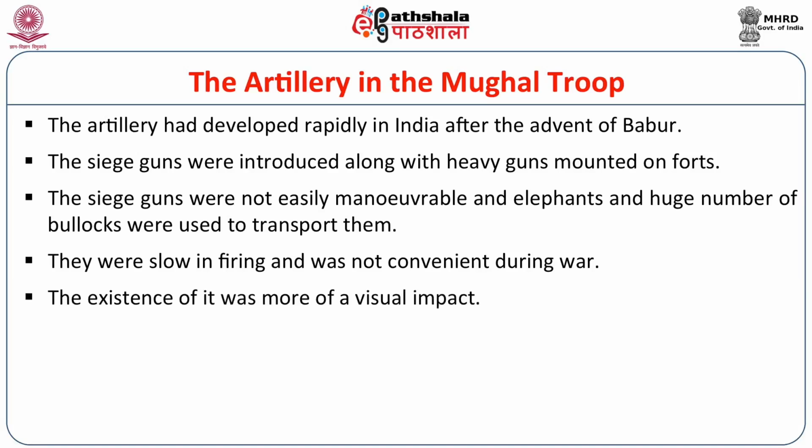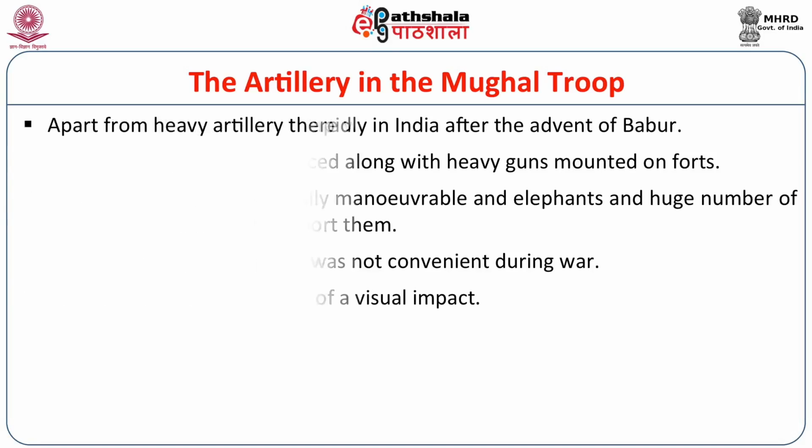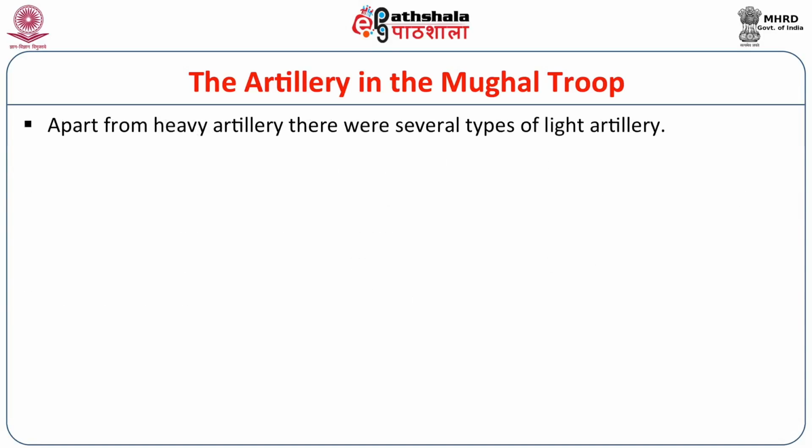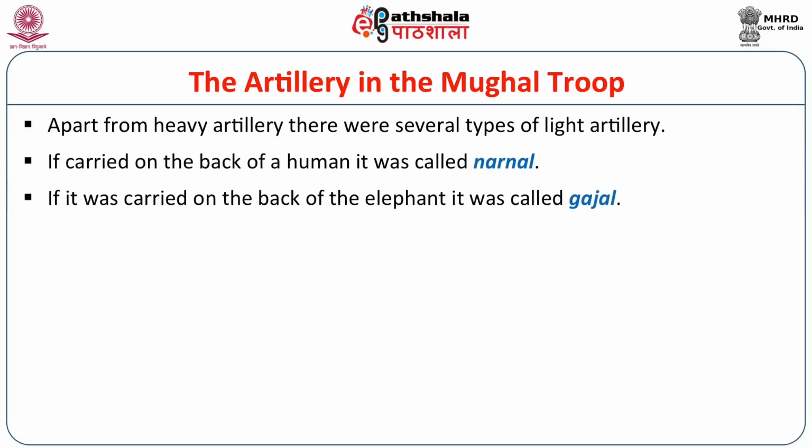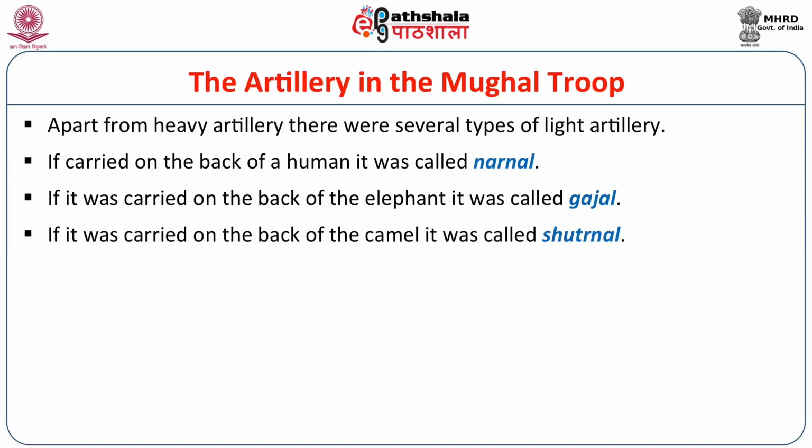The existence of it was more of a visual impact. So if there were these guns, then the enemy or the opposition would be in some kind of fear. Apart from heavy artillery, there were several types of light artillery. If carried on the back of a human, it would be called narnal, and if it was carried by an elephant, it would be called gajnal, and on the camel's back, it was called shutarnal.